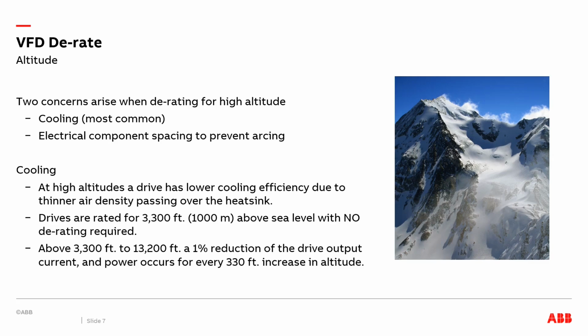So let's talk about cooling first. At high altitudes, a drive has a lower cooling efficiency due to the air being less dense, and that less dense air passing over the heatsink can't remove as much heat as at a lower altitude. All drives are rated out of the box for 3,300 feet above sea level, and there's no derating required. Once we go above 3,300 feet and all the way up to 13,200 feet, there's a 1% reduction of the drive's output current and power, which occurs for every 330 foot increase in altitude.